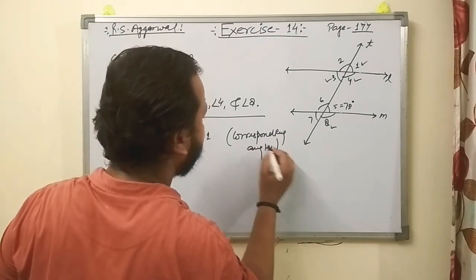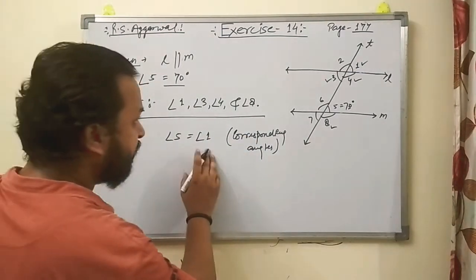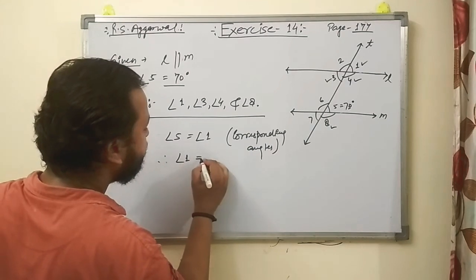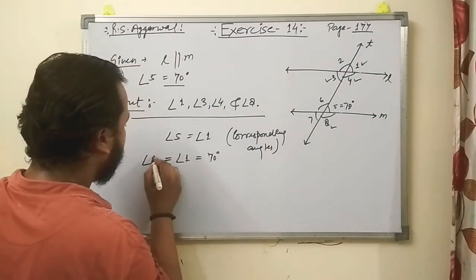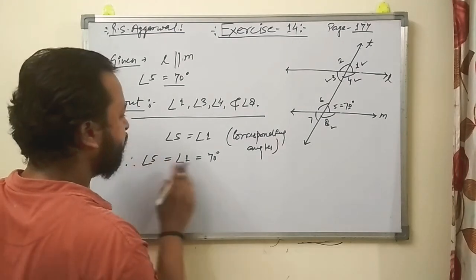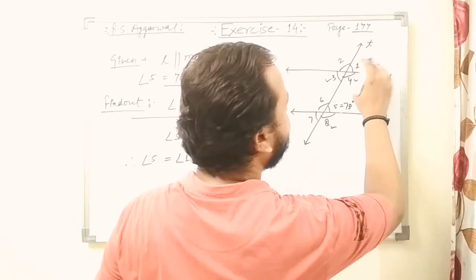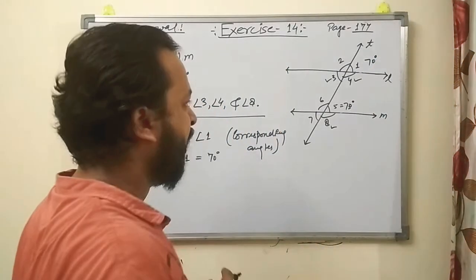Corresponding angles, right? So if they are corresponding angles, they are equal. Therefore angle 1 is also equal to 70 degrees. You can say that angle 5 is equal to angle 1 is equal to 70 degrees. So this angle is 70 degrees.